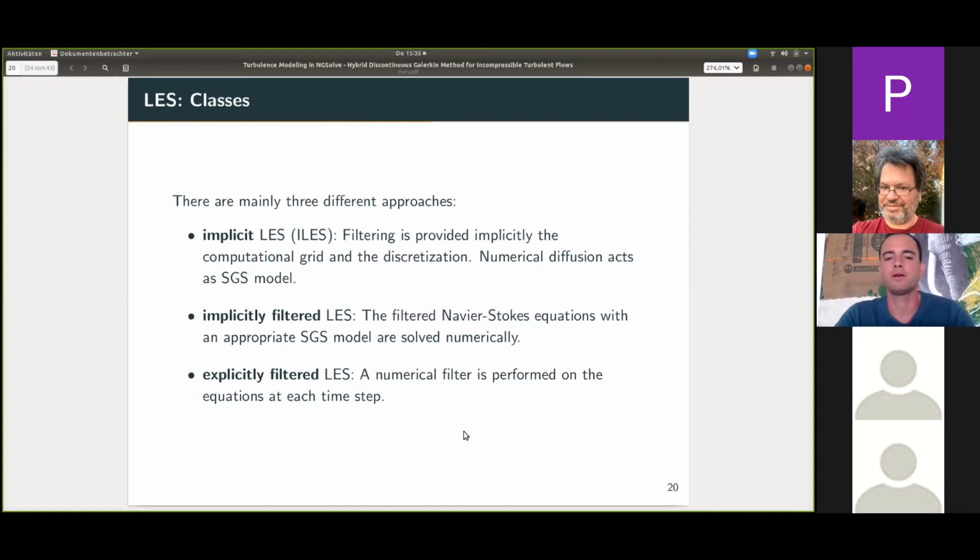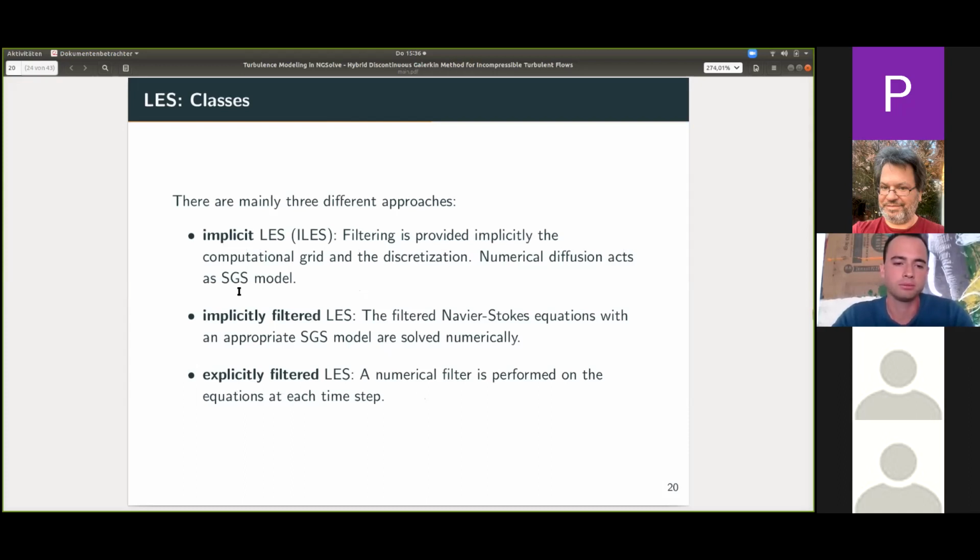Therefore, the filtering is implicitly provided only by the discretization and by the grid. So we do not take any model. We just use, we also talk about coarse DNS, we just use our Navier-Stokes equations and use an under-resolved mesh, and therefore the numerical diffusion or this truncation error would act as a subgrid scale model. So this is also a very common way.